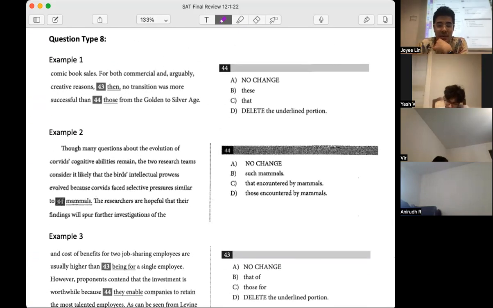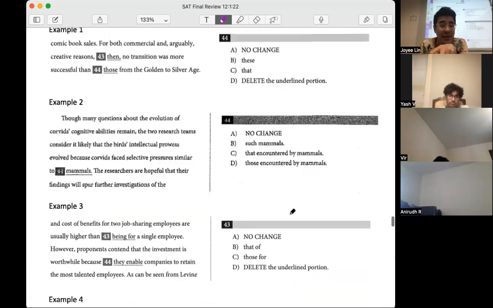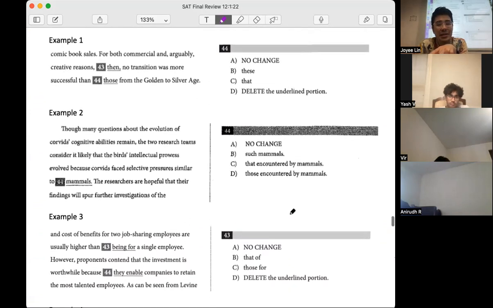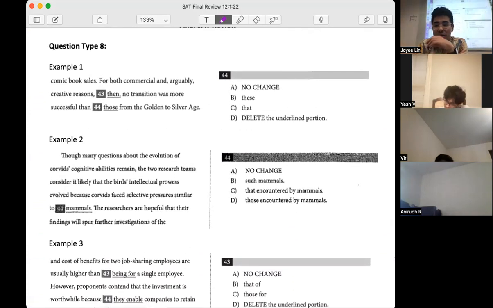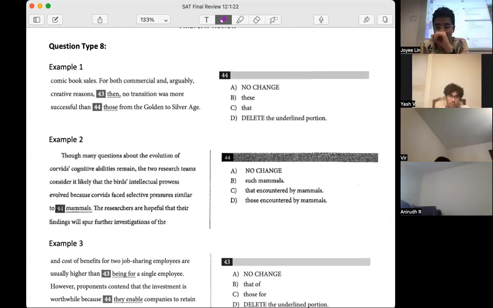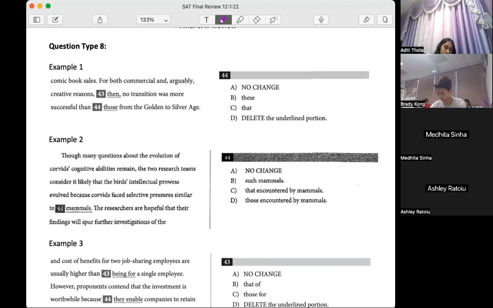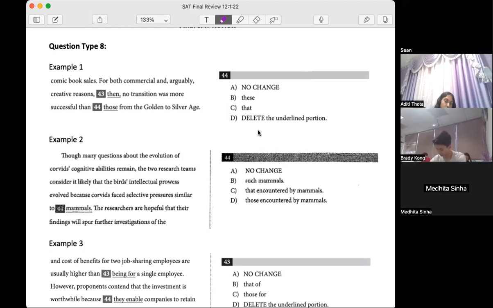Okay, question type number 8. If you look at the questions, it almost always shows up at the end. I'm gonna guarantee you that you're gonna see one around the late 30s, early 40s. What is this one? Yeah, they're all these 43s and 44s. These aren't transitions. That of those. What are those called? What are that ofs and those ofs? That ofs and those ofs.